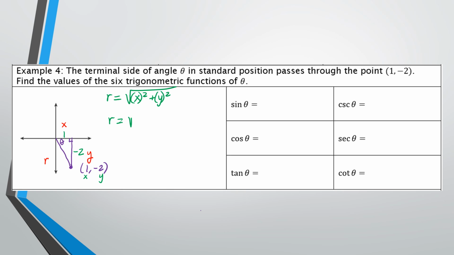So I am going to plug this in. My x value is 1, my y value is negative 2. 1 squared is 1, negative 2 squared is positive 4. Remember that a negative number squared is always positive. And then 1 plus 4 is 5. So now I know that my r value is the square root of 5.